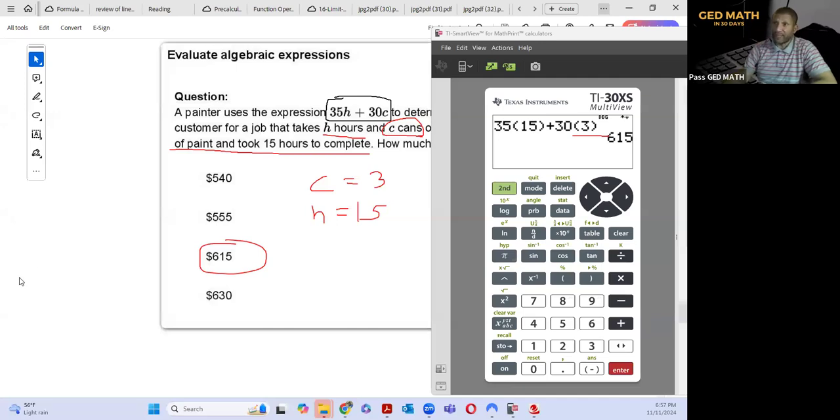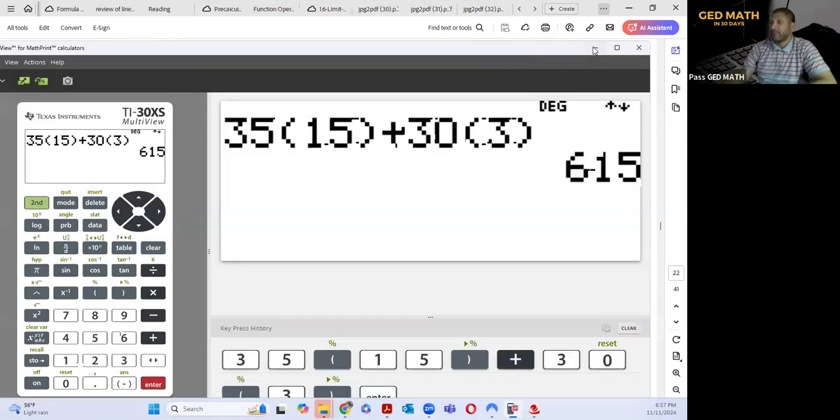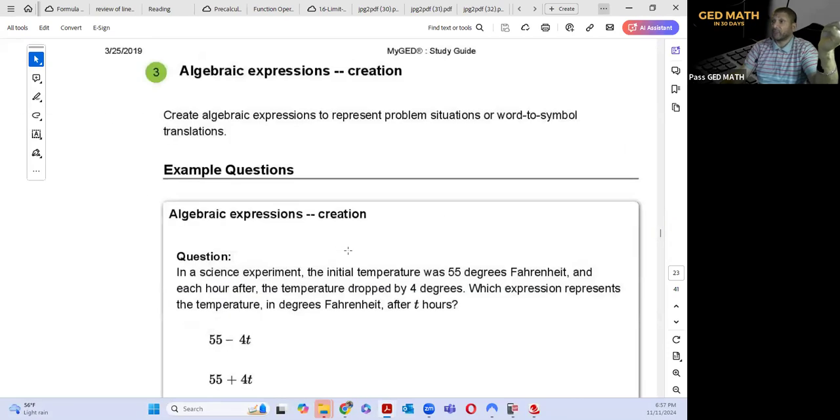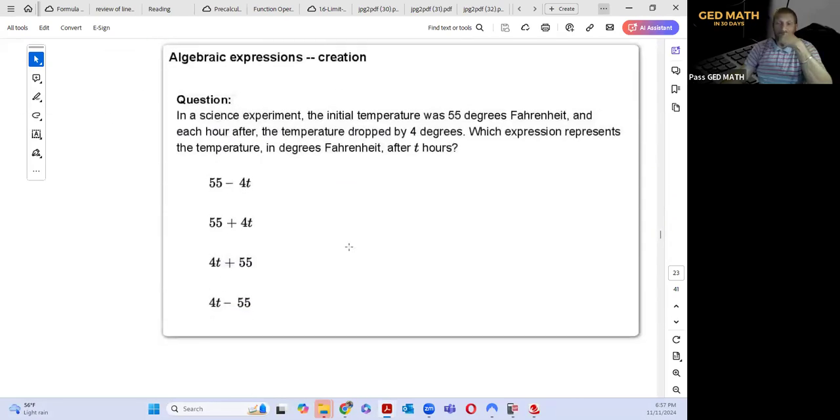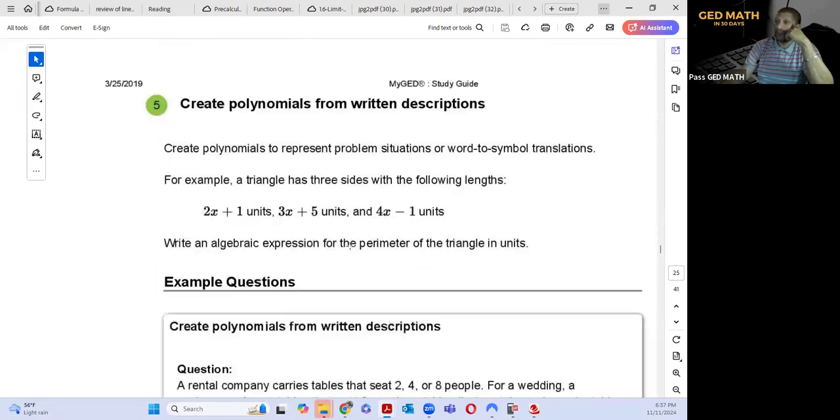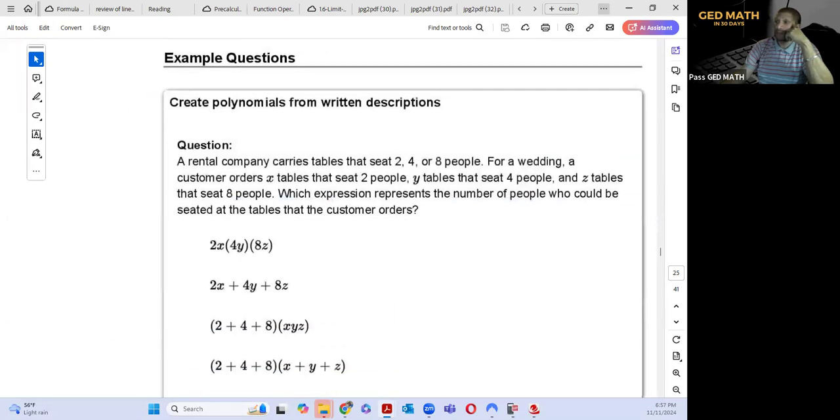That difficult word problem became an easy word problem because you identify your givens, identify every expression or formula you need to use, and try to use the calculator to plug it in. That's almost every single word problem. Let's see if we can find another one real quick before we leave.